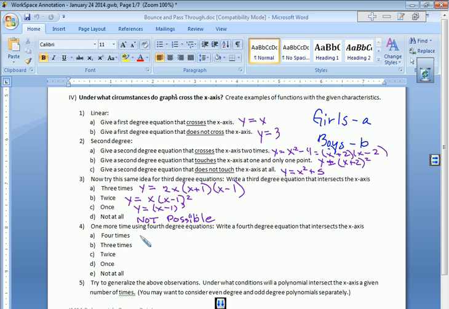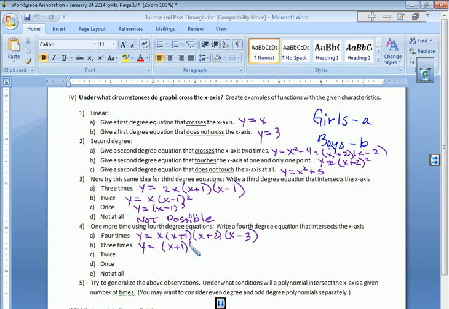All right. A 4th degree equation. Girls, crosses 4 times. What do I need? How many factors? 4. And it doesn't matter what they are. Any 4 different factors. Doesn't matter. All right? Boys, 3 times. One of the factors needs to be squared. Squared. And then 2 more.